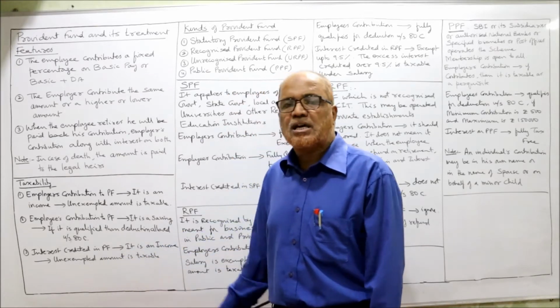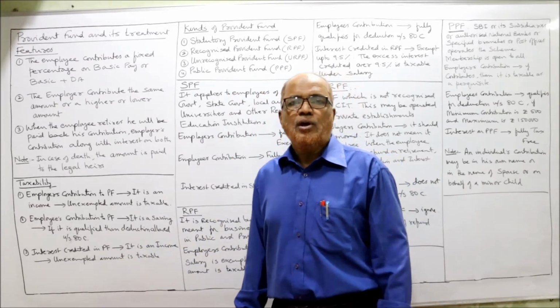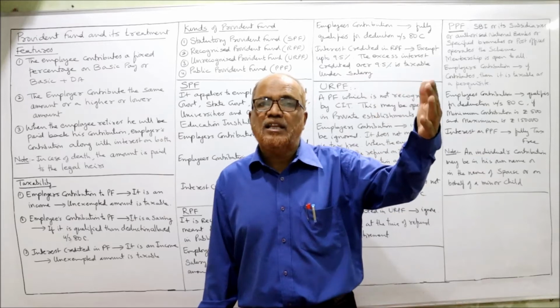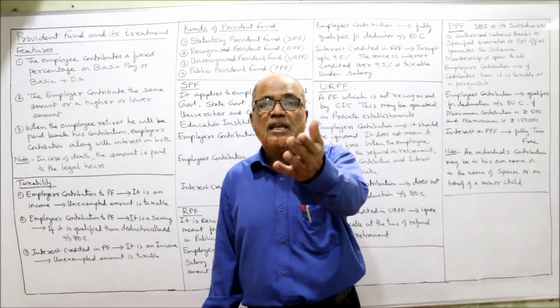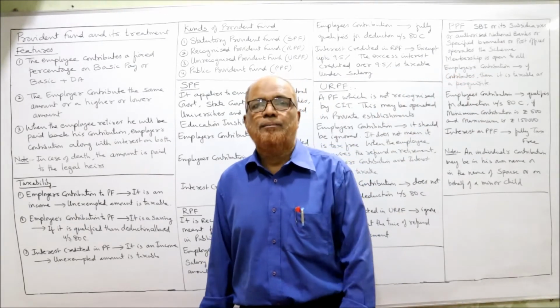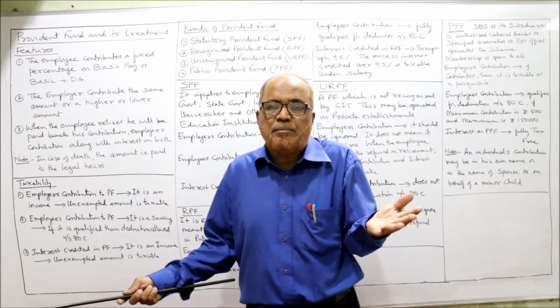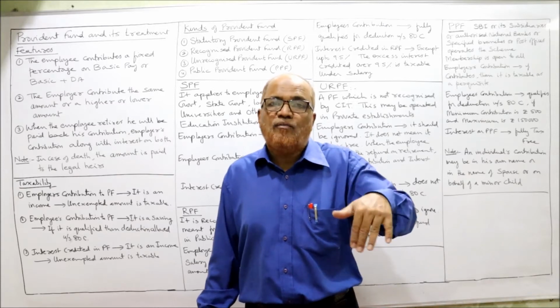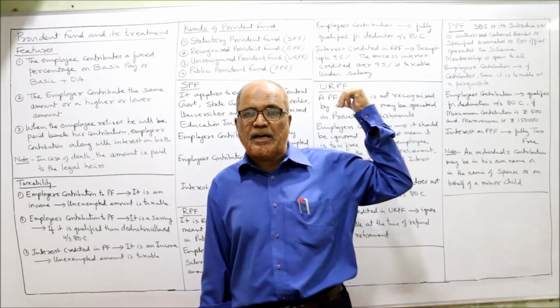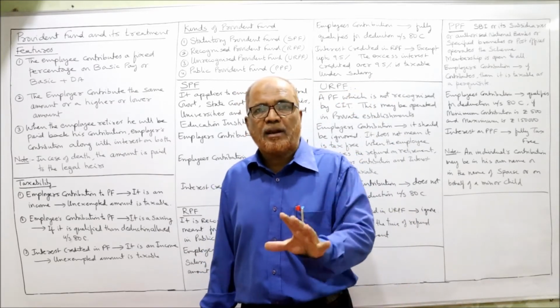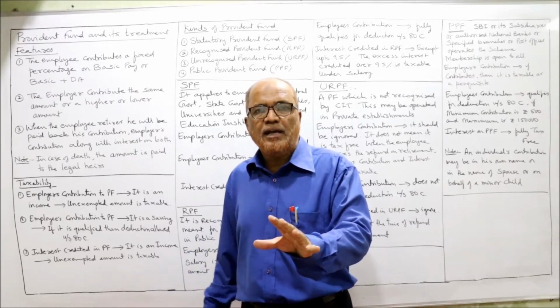Last one, interest credited in PF. Whatever interest is credited in the Provident Fund account, that is an income in the hands of the employee. If it is unexempted, it will be taxable. If it is exempted, nothing is taxable. So when it is exempted and when it is not exempted, I'll explain further. But right now remember, what is the taxability?